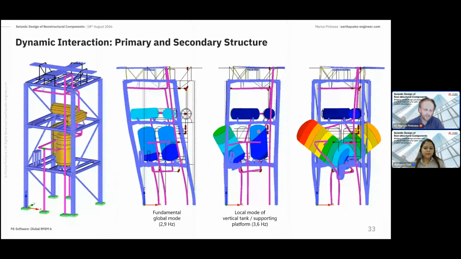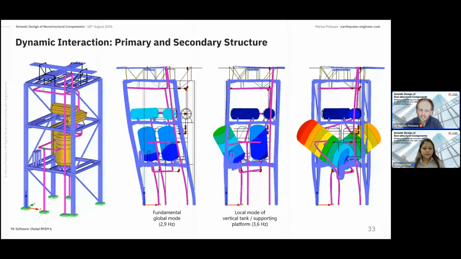So then also one important topic is dynamic interaction. If we have components attached to a primary structure, and especially if these are flexible floors, like is typical for industrial steel structures, there is a lot of interaction ongoing. So you see in the modal shapes that you can't make a clear cut and say this is the response of the component and this is the response of the building structure. There is much interaction, and this must be considered. If the component is attached to a rigid reinforced concrete slab, this is probably not a big issue, but especially for such structures with flexible platforms, this is very important.